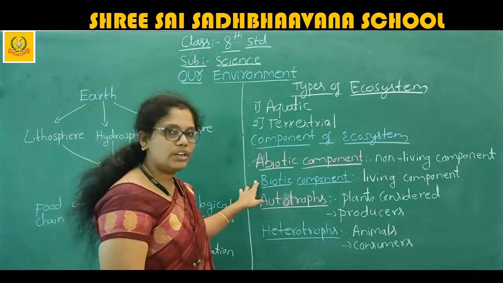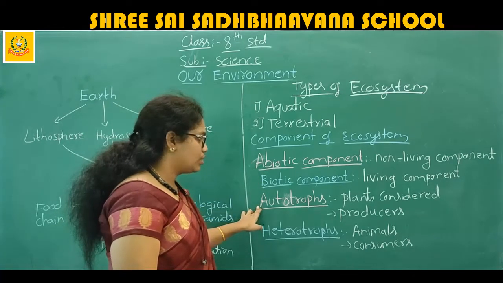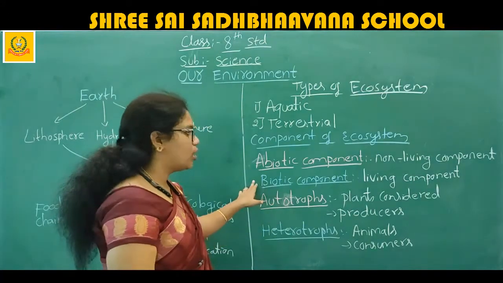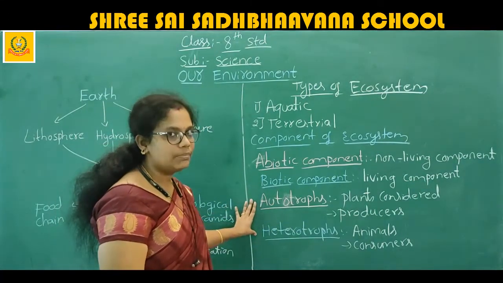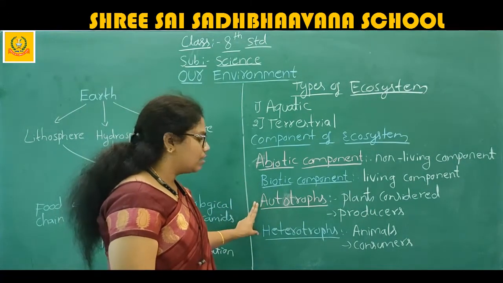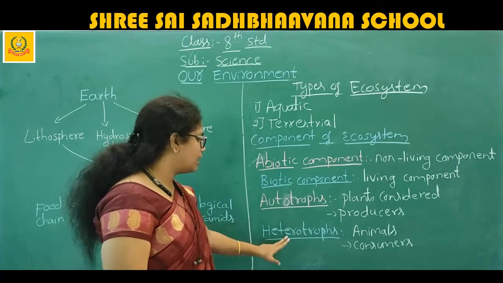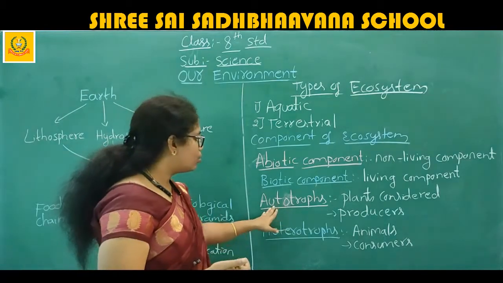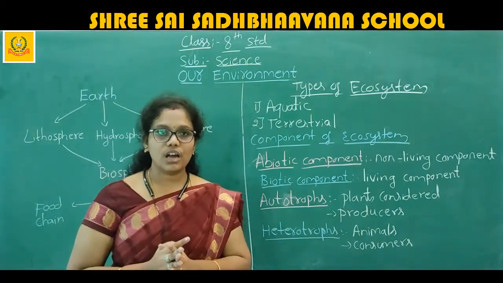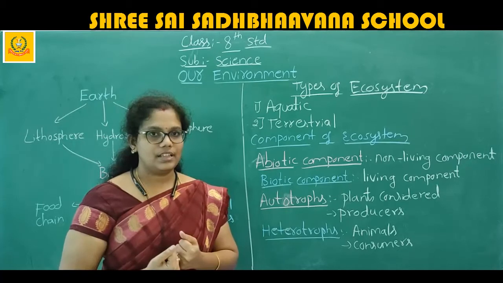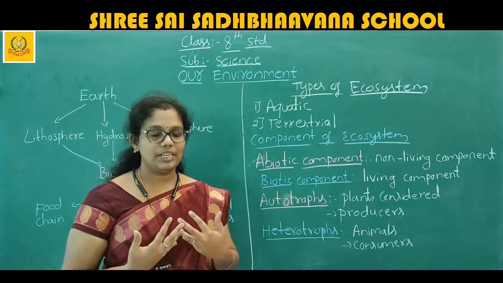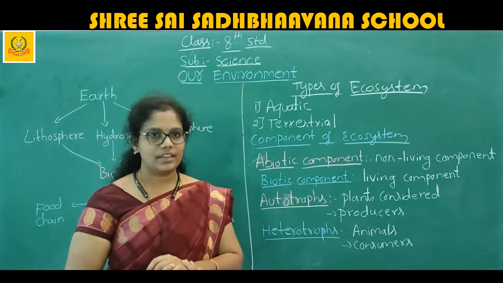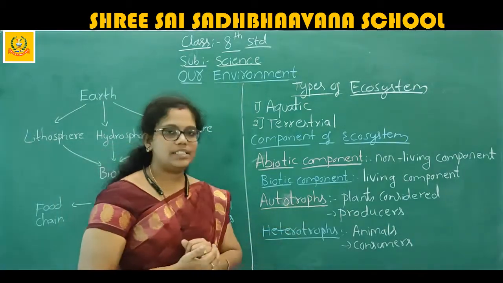After studying the biotic components, next we are going to discuss autotrophs and heterotrophs. In the biotic component, there are two things. One is autotrophs and another one is heterotrophs. What do autotrophs mean? Auto means self, dependent on its own.